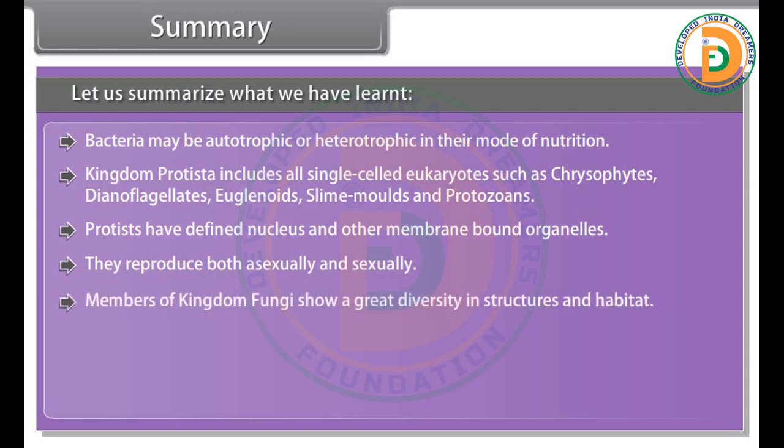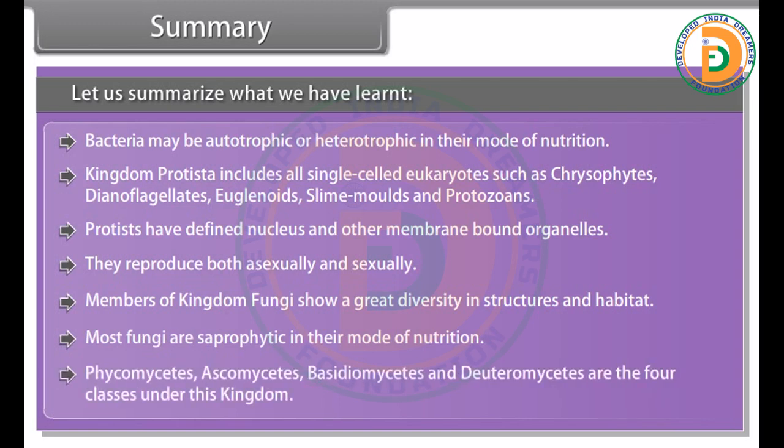Members of kingdom Fungi show a great diversity in structures and habitat. Most fungi are saprophytic in their mode of nutrition. Phycomycetes, Ascomycetes, Basidiomycetes, and Deuteromycetes are the 4 classes under this kingdom.